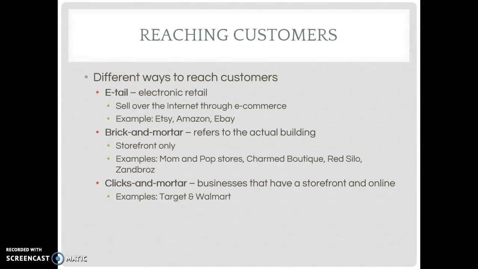First is called Etail, and Etail stands for electronic retail, and this is where we sell our services or our products over the internet through e-commerce. A couple examples of Etail would be Etsy, Amazon, eBay. I'm sure most of you are familiar with Amazon, and Amazon is strictly on the internet. So they don't have a physical location, a building that we can go to buy their products. They sell all of their products online. That's an example of Etail.